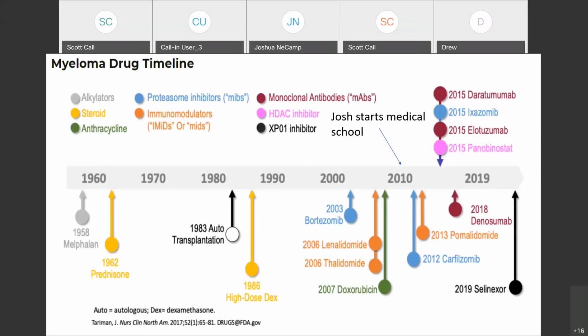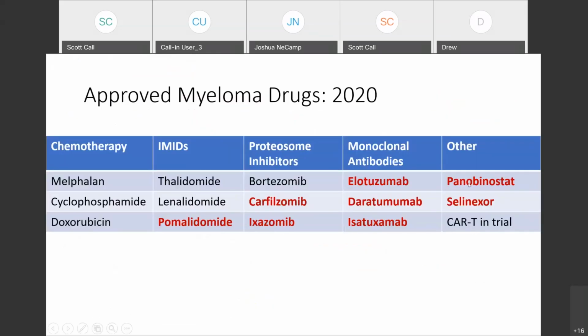You do not need to know these, but just so you're aware, there are now a lot of treatments for multiple myeloma. When I started medical school in 2010, the therapies were a lot more limited. But you can see since 2010, there's been an explosion of different treatments. All these drugs that I've put in red are the new treatment options that have been approved since 2010.